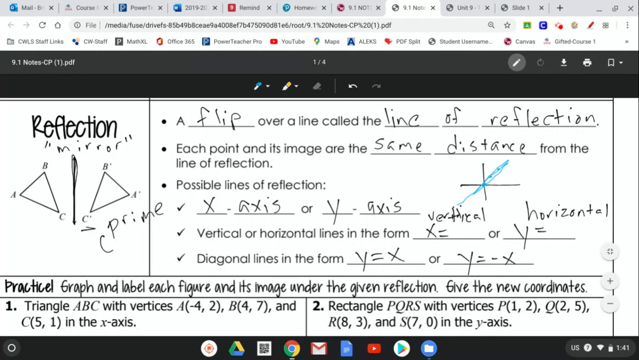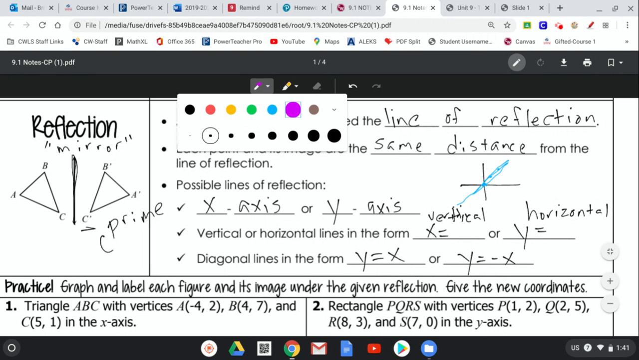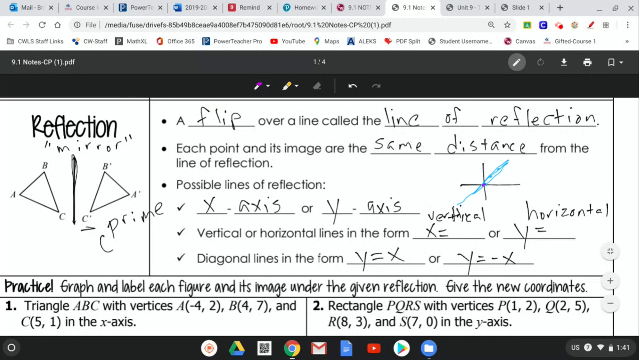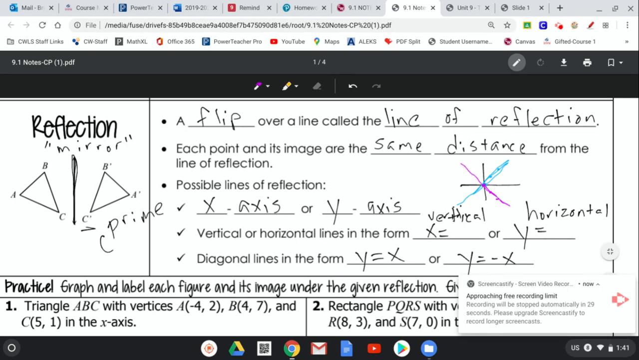Y equals negative x is the same thing, but going in the opposite direction. That still starts at 0 because we have no y-intercept. And for this one, we're going down 1, over 1, because it's a negative x. So that's going to be this line right there. Just so you understand those two parts.